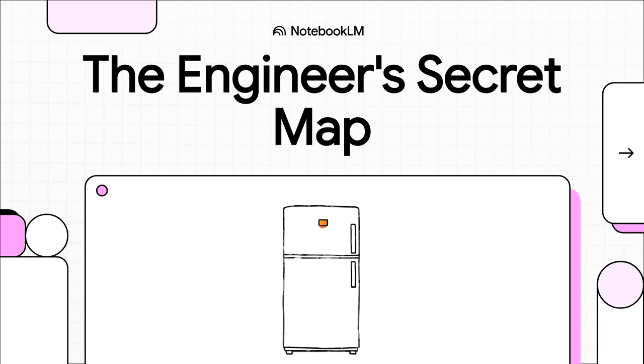Have you ever stopped and wondered how your air conditioner or even your fridge just makes things cold? I mean, it feels like magic, right? Well, the secret is hiding on a chart that looks, frankly, a little terrifying, but it's actually an engineer's secret map. So today, let's crack this thing wide open.